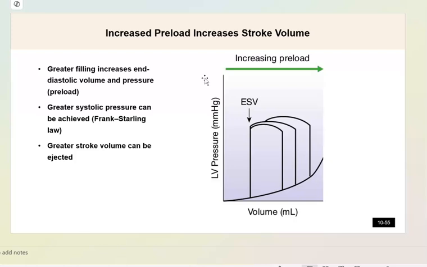So next we go into the idea of what happens when we increase preload. So now we're talking about a pressure volume loop to a certain degree here with preload changing. So what we're seeing here is that because of the Frank-Starling mechanism, increased preload increases our stroke volume, because the more I stretch and fill, the more I'm going to be able to eject.